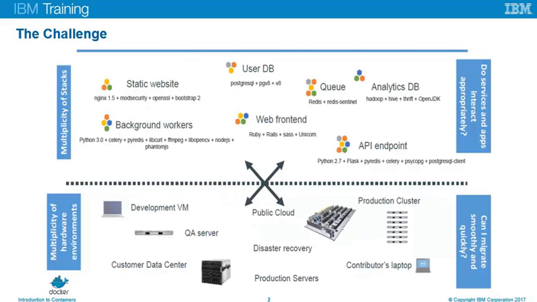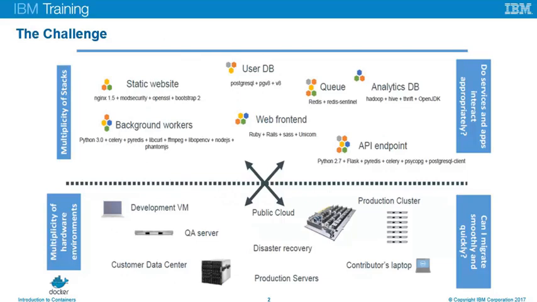And then meanwhile, there are all kinds of platforms that you want to run it on. You want to be able to run it on your local machine, in the cloud, and in your data center. You want to set up multiple environments for HA and disaster recovery. You want to run it on different OSs like Linux and Windows and Mac OS.